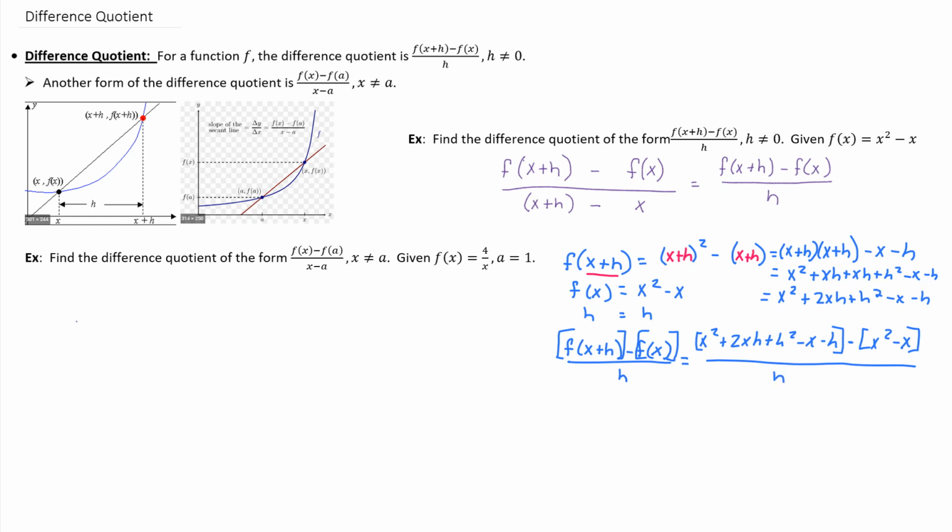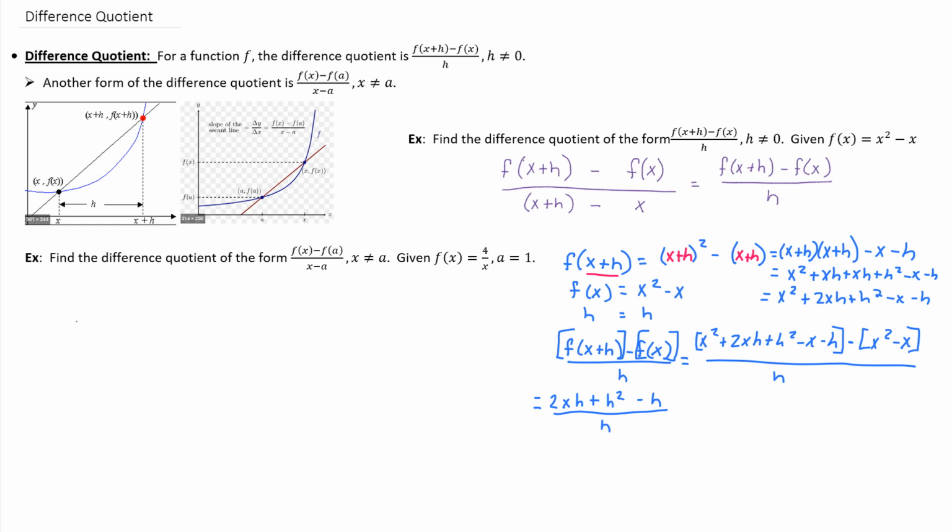So if we go to simplify further, notice x squared minus x squared will cancel. You still have the 2xh piece. You have the h squared piece. This has a minus x, but this has a minus a negative x, which will be plus x. So those x's will cancel. And so you just have the minus h all over h.